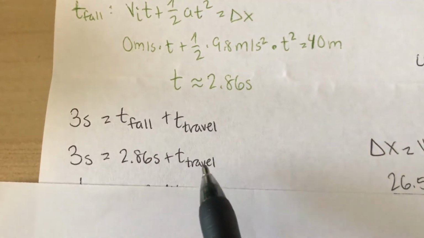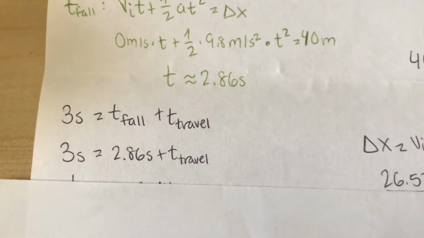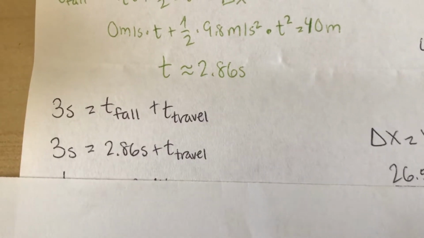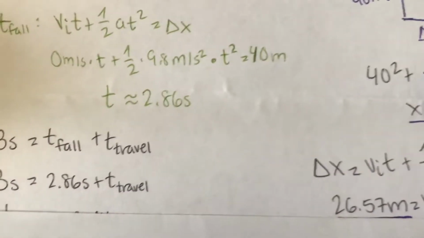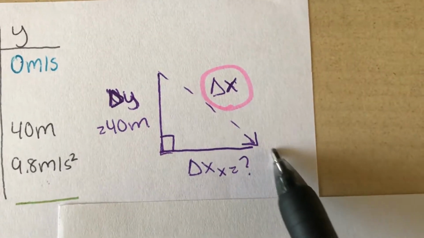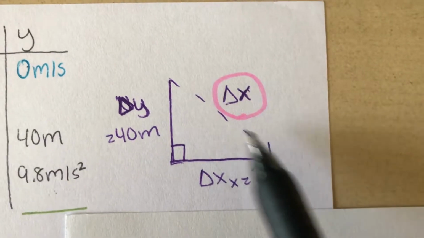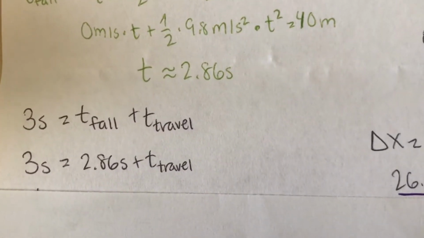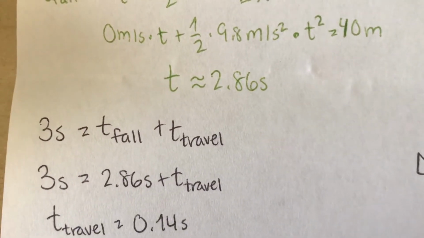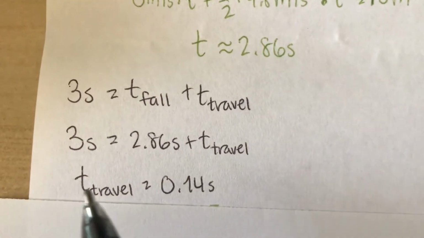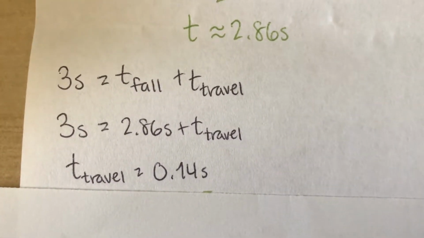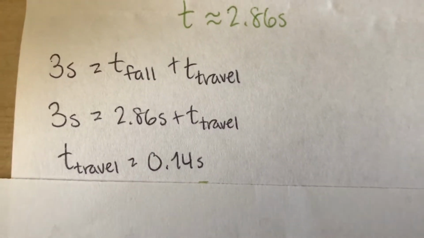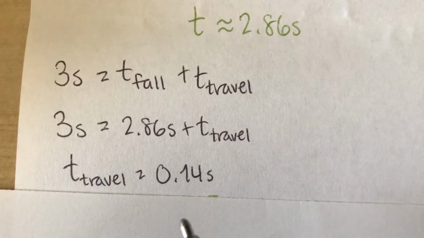And we want to find t travel because we are given the speed of sound, and we know that sound has to travel back the change in x, the same change in x that I drew on this diagram. This is the distance sound has to travel back up to the spectator, except in the different direction, since it's going back up to the person who kicked the rock. And we have t travel now, since 3 minus 2.86 seconds gives you the time it takes for the sound to travel back up to the person who kicked the rock, which is 0.14 seconds.